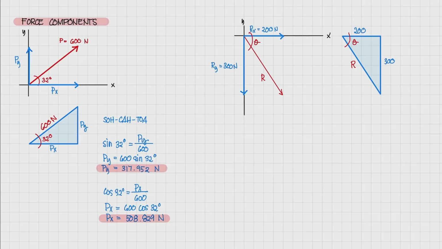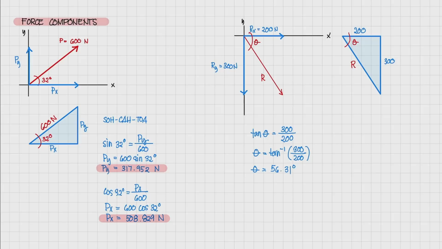So tangent. Solving for angle theta, tangent theta is equal to TOA, so opposite over adjacent. That's 300 divided by 200. So solving for theta, we can rewrite this as theta is equal to arctan of 300 over 200. Then theta would be equal to 56.31 degrees. All right.